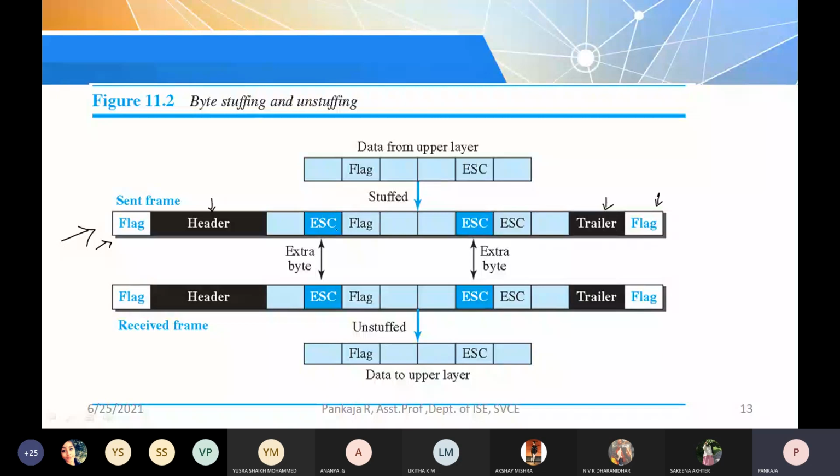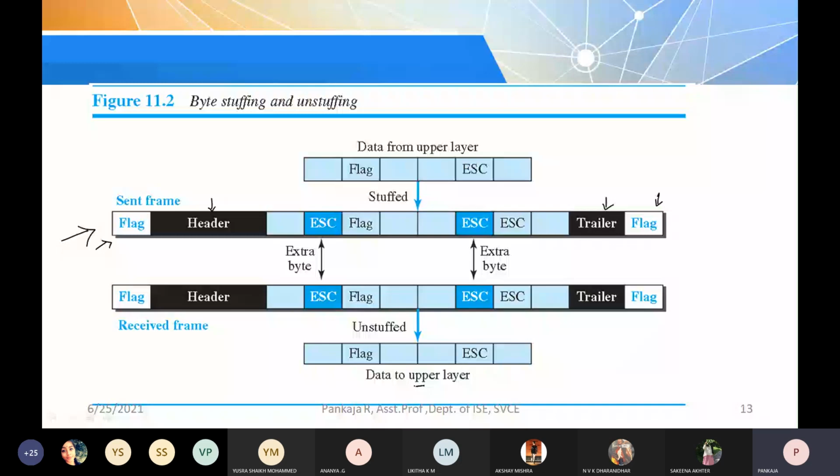Once the frame is sent to the receiver, the receiver starts reading the data. Once it meets the escape character, it will know that the data that follows is not the end of the frame, it is a part of the data. That is the reason you add this extra byte, to inform the receiver that this pattern is part of the data. Then the receiver removes this escape character, the extra byte that was added, and the remaining data is extracted and delivered to the upper layer.